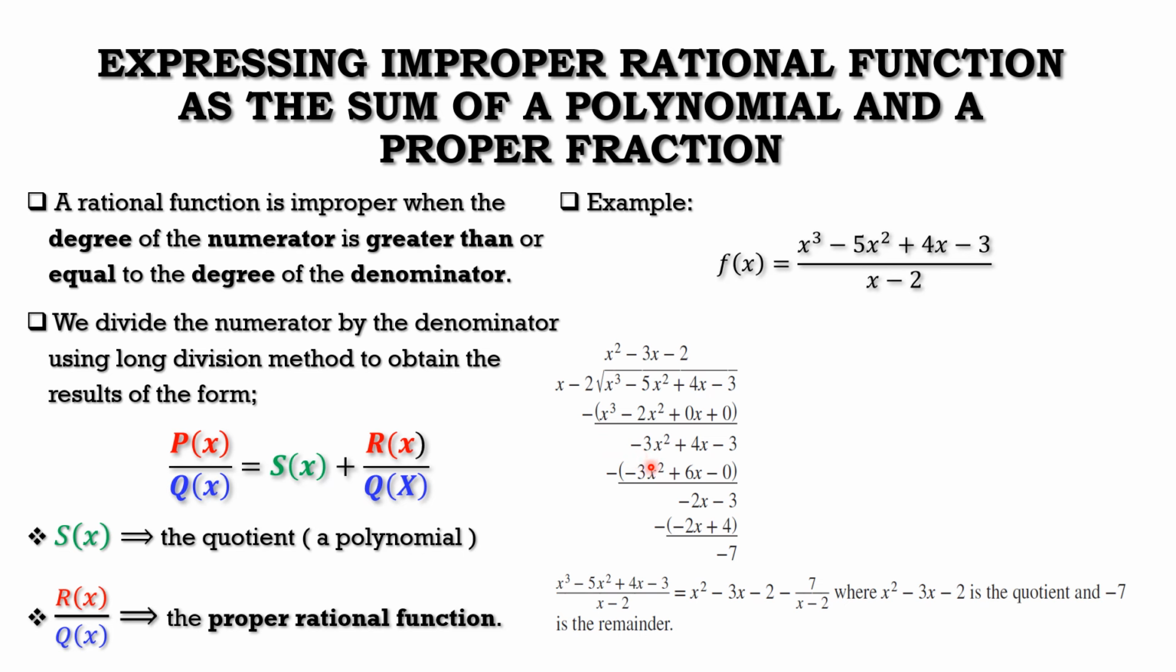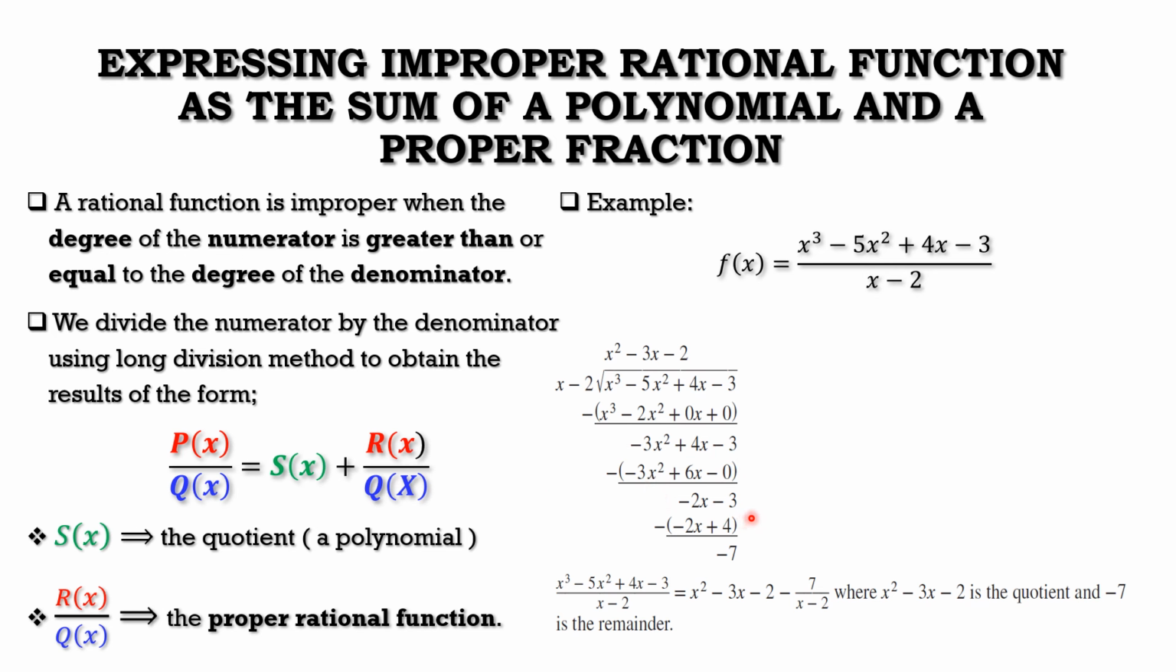Then we also divide minus 3x squared by x and we get minus 3x. So minus 3x times x will give us minus 3x squared. Minus 3x times minus 2 will give us positive 6x. Then we subtract this result from the new dividend that we have here, and minus 3x squared minus minus 3x squared will give us 0. Then 4x minus 6x will give us minus 2x. So here this side will be 0. Then minus 3 minus 0 will give us minus 3.